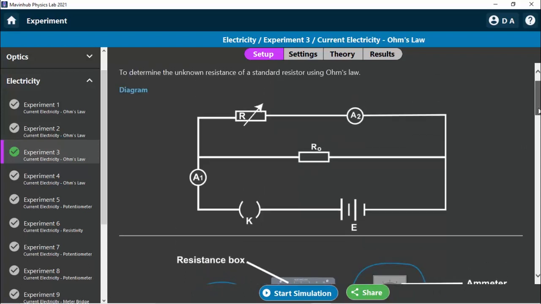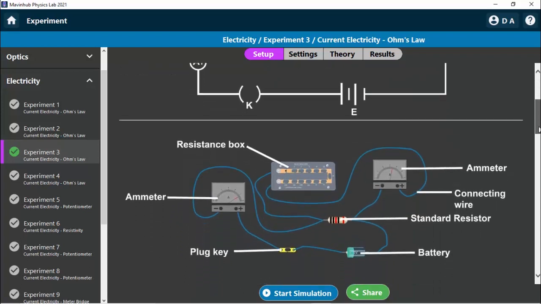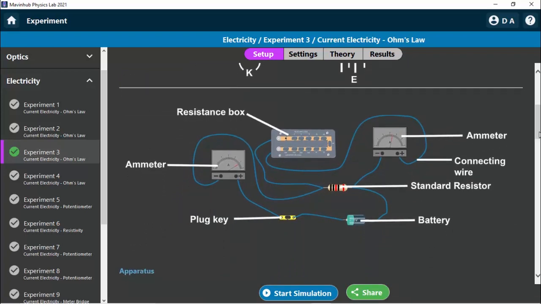Now let's take a look at the actual diagram of the apparatus. So here we have the battery of whatever volt that will be given to you. Then here we have the standard resistor. Here we have the key. We have the first ammeter, we have the second ammeter, then we have the resistance box. So this diagram shows you how to actually connect the whole apparatus using the connecting wire.